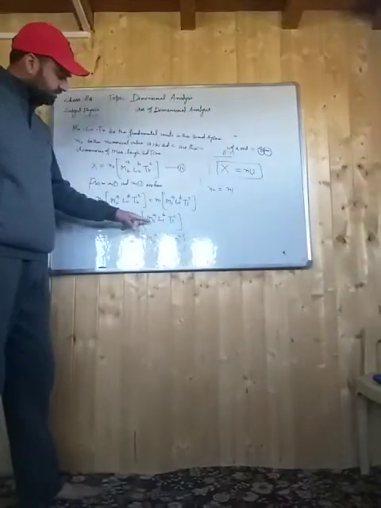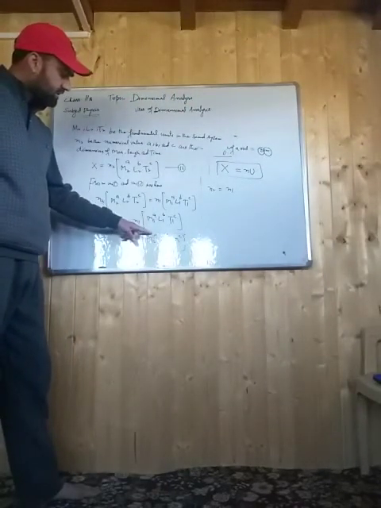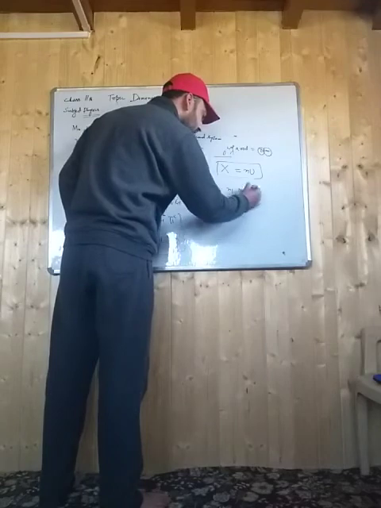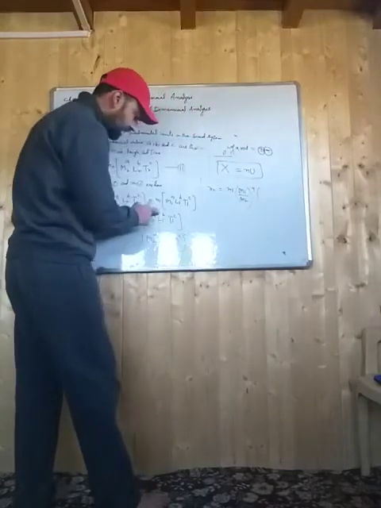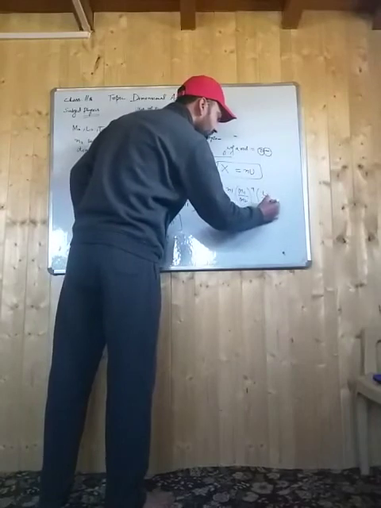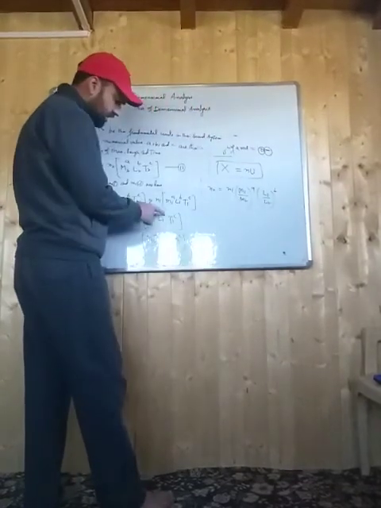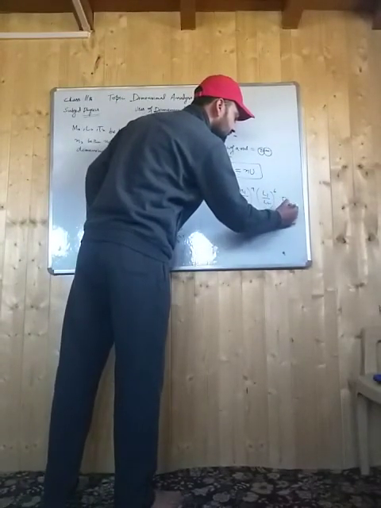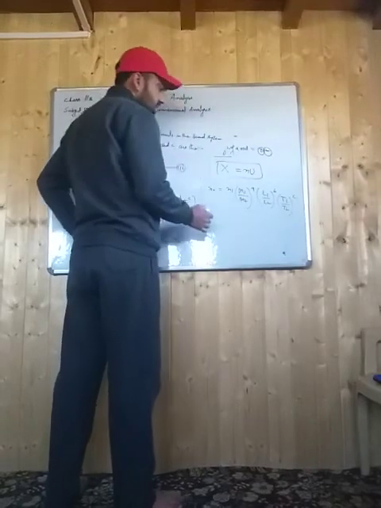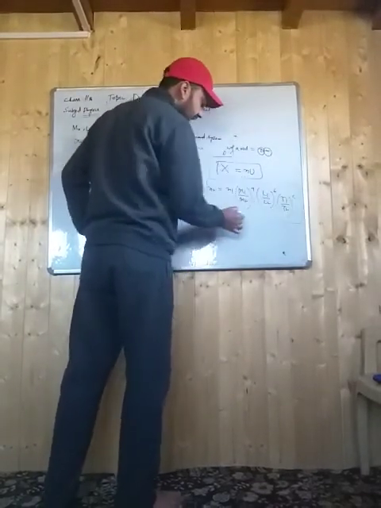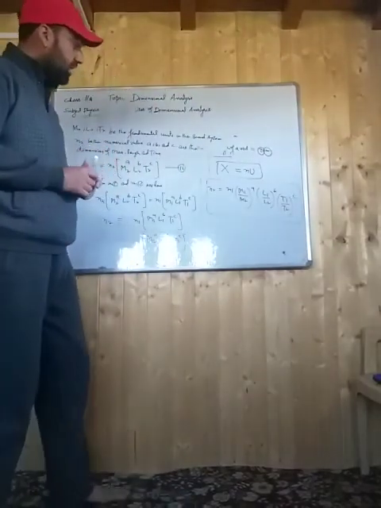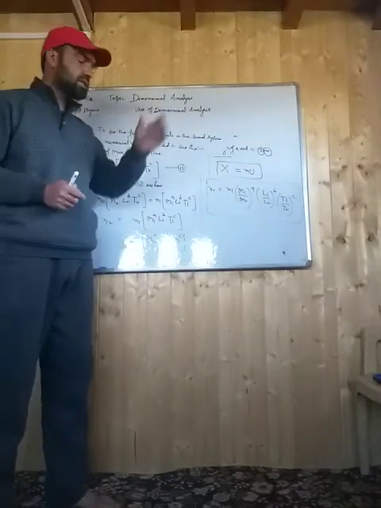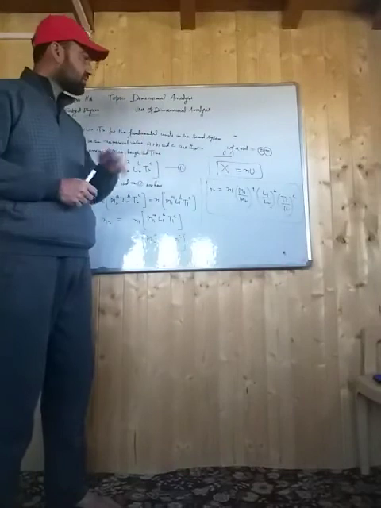We can write it this way: n2 is equal to n1, and here we see m1 and m2 raised to power a, so we write m1 divided by m2 whole raised to power a. Similarly, l1 divided by l2 whole raised to power b, and t1 divided by t2 whole raised to power c. With the help of this formula, with the help of this expression, we can convert one system of unit into another system of unit. So we can convert SI system into CGS system, and CGS system into SI system.